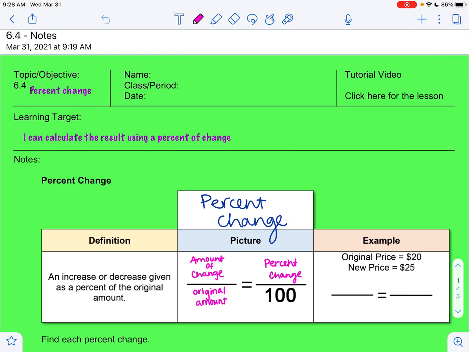Today we're moving along. In Unit 6 we are doing Lesson 4, which is all about percent change. Our learning target is I can calculate the result using a percent of change. So let's go through what percent change really is. It is an increase or decrease given as a percent of the original amount.